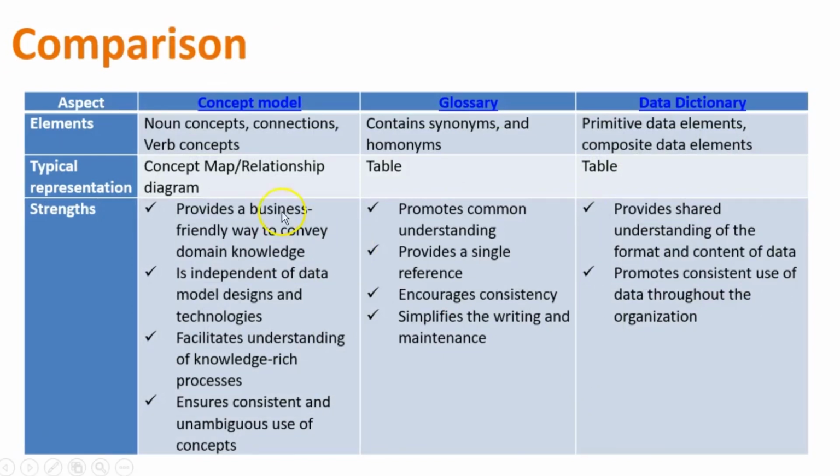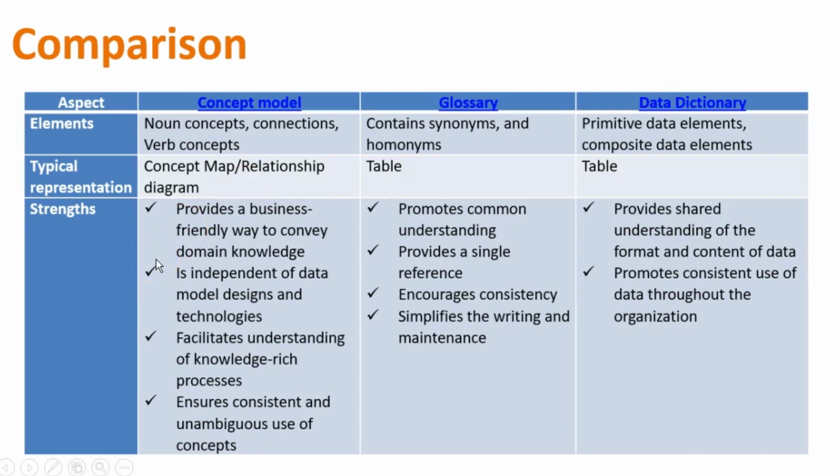So what I've covered till now: the elements in concept model are noun concepts, connections, verb concepts. In glossary, you can have synonyms and homonyms. In data dictionary, we can have primitive data elements and composite data elements. Like you saw earlier, the typical representation of a concept model is in the form of a concept map or a relationship diagram. And glossary can be in the form of tables, and so is data dictionary.